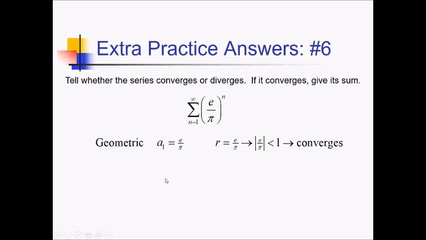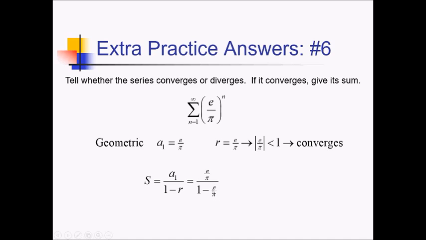The sum, we're going to use that formula, S equals a1 over 1 minus r. For a1, we've got e over pi. For r, we've also got e over pi. So this is kind of a big mess. We're going to go ahead and take the trouble to simplify this.